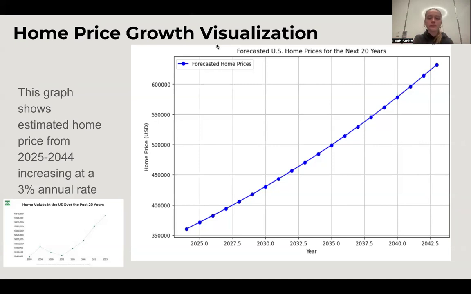Sorry, I don't know if you can see based off of this Zoom, but we'll still go.